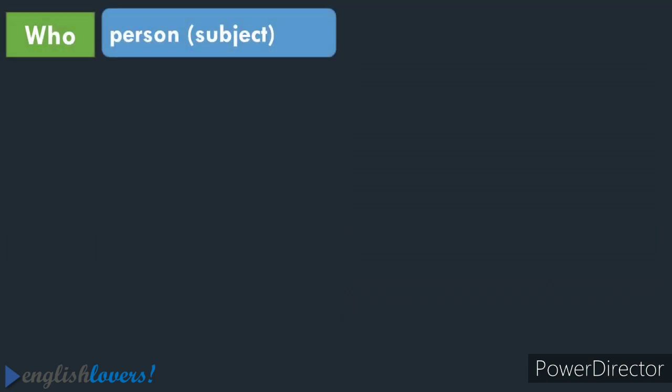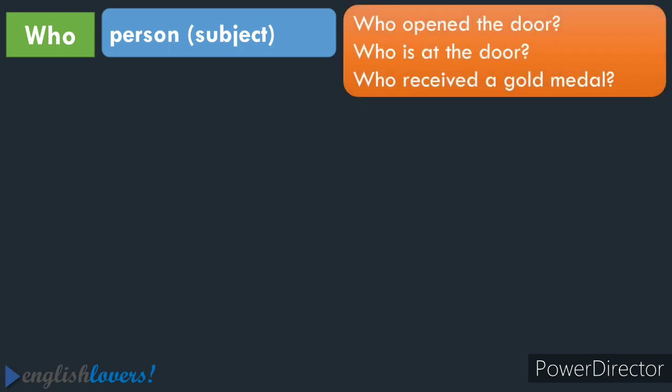Next is who. Who is used for persons, and who acts as a subject in the sentence. See the sentences. Who opened the door? Who is at the door? Or who received a gold medal? In all these sentences, this who acts as a subject. If you answer these questions, for example, who opened the door? John opened the door. So here John is the subject, opened is the verb, and the door is the object. In the same way, in the next two sentences, who acts as a subject.